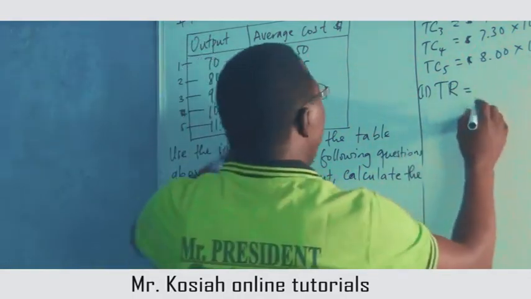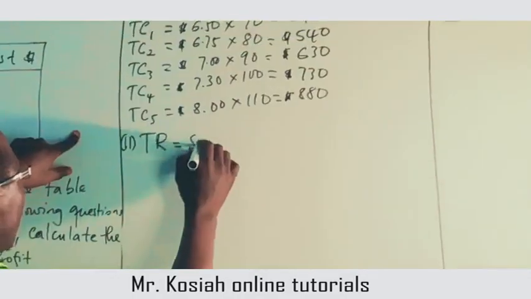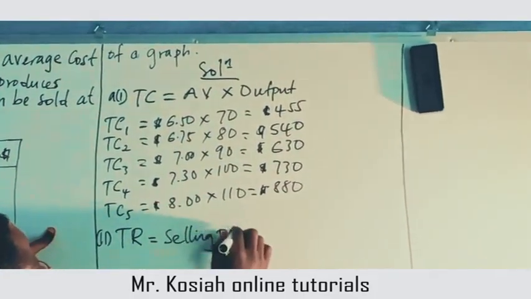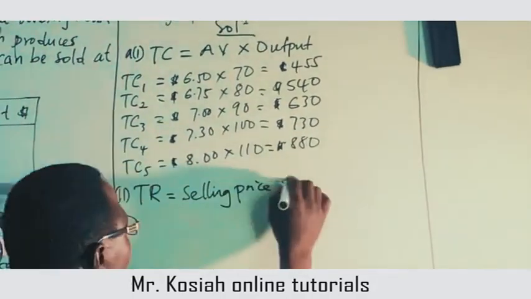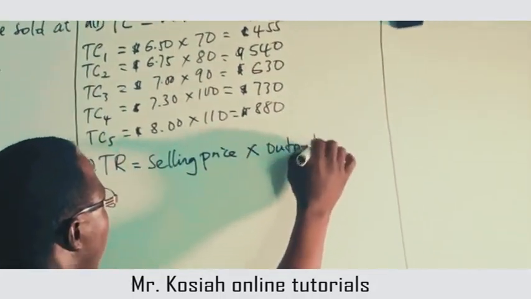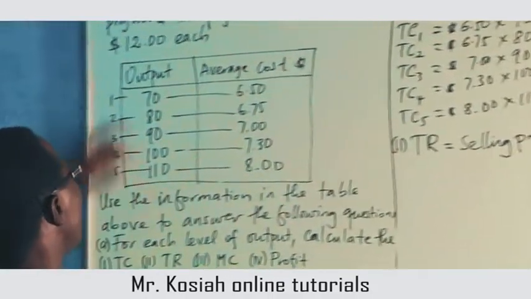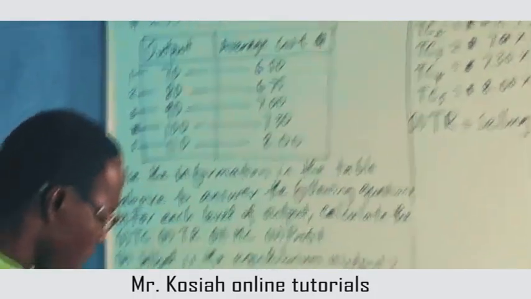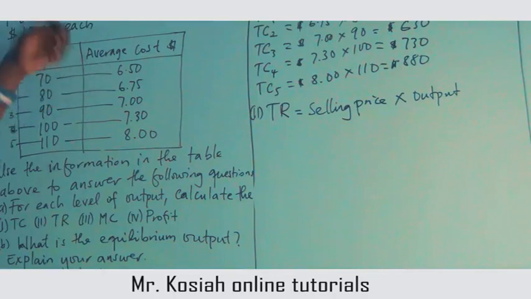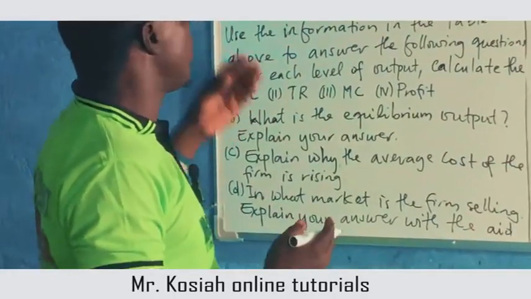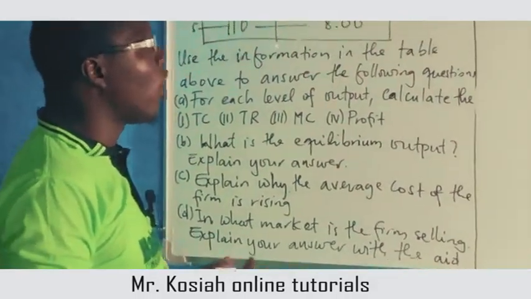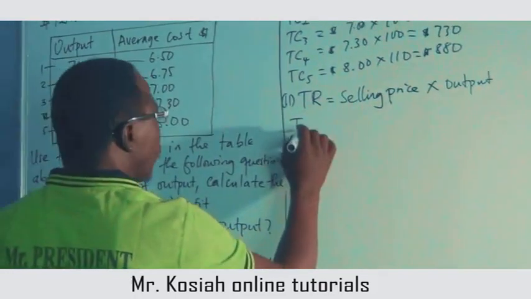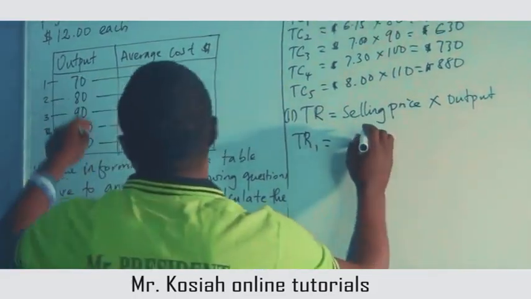Total revenue here will be the selling price, per each, times the output. Now, let's see what the selling price is. The selling price here is $12, which is not in the table. Normally, in some questions the selling price will be outside the table, so please read the question properly to see how best you can find the selling price if you are asked such a question.